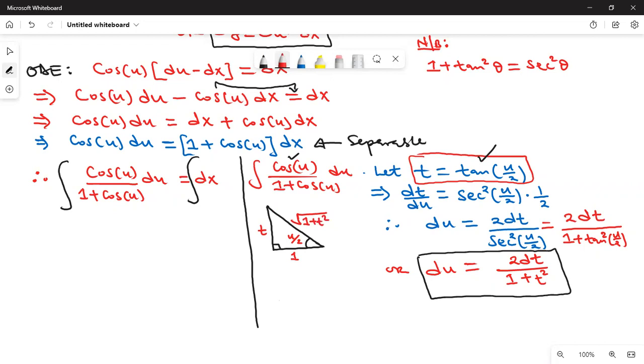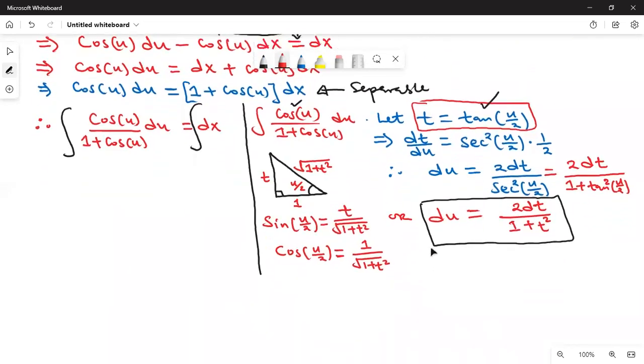From that triangle, we can get cosine of u over 2. Cos is adjacent over hypotenuse, that is 1 over root 1 plus t squared. And from the same triangle, you can also get sine of u over 2: opposite is t, hypotenuse is the square root of 1 plus t squared. That's what we have from that triangle. Now, what is cos u? Because that's what we need to find.